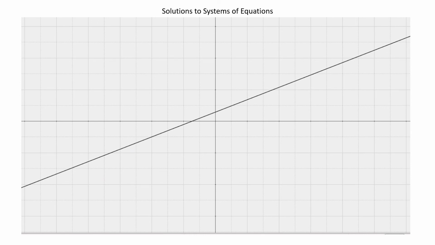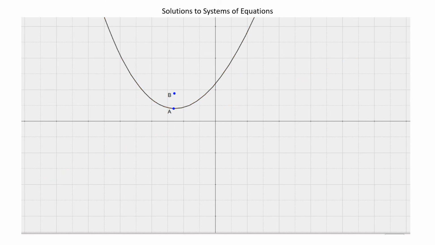When we have things other than lines, we get a lot more options though. If we have a line and a parabola, we could have 2 solutions. See, there's 2 intersection points there. We could have 1 where the line is tangent to the parabola, or we could have 0 where it misses the parabola entirely. So there could be 2, 1, or 0, and that's with a line and a parabola.